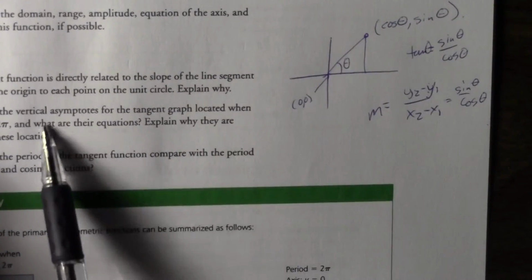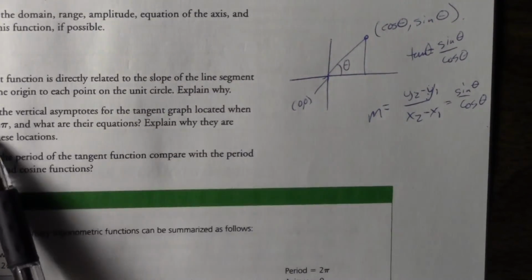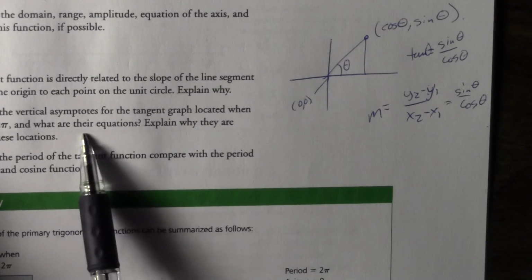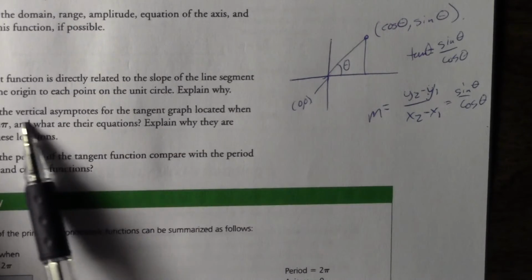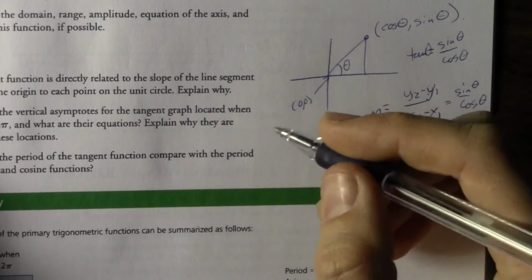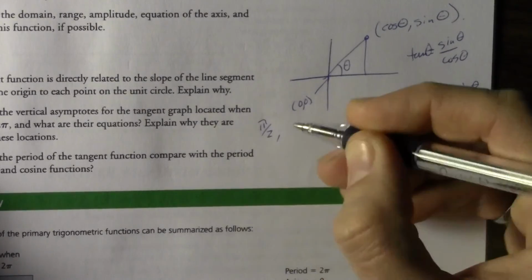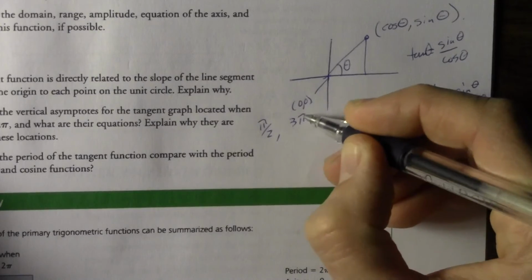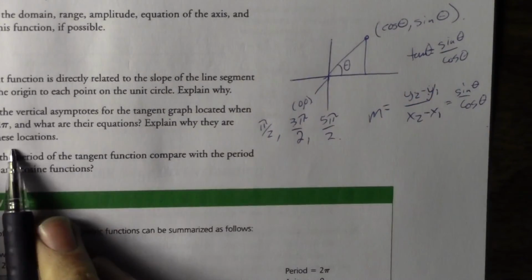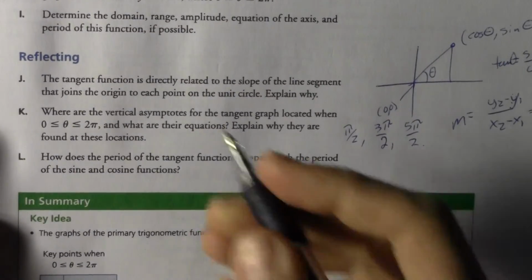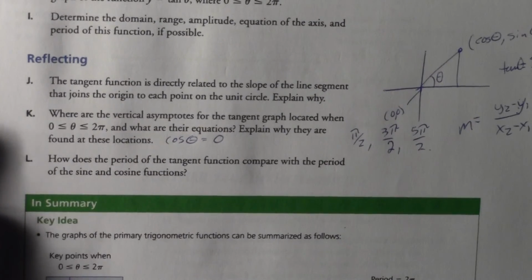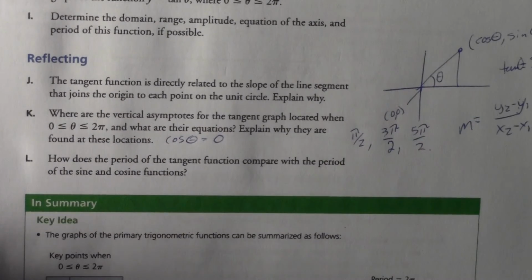Where are the vertical asymptotes for the tangent graph located between 0 and 2 pi, and what are their equations? Explain why. We went over this already, right? They're located at pi over 2, 3 pi over 2, 5 pi over 2. And why are they found at this location? Because cos theta is equal to 0. That makes tan theta undefined.